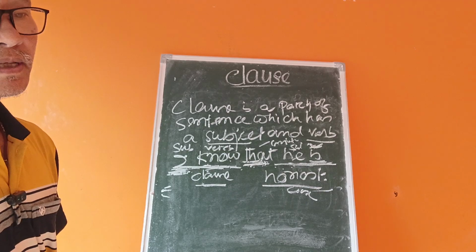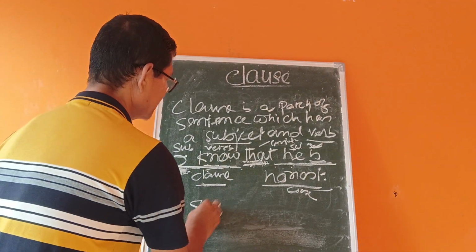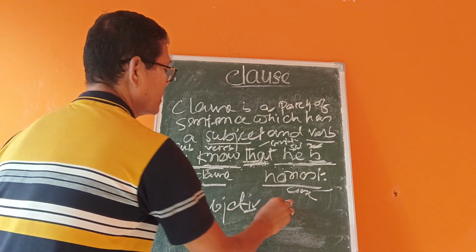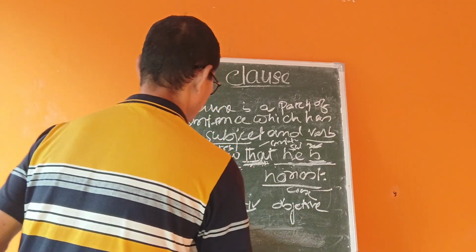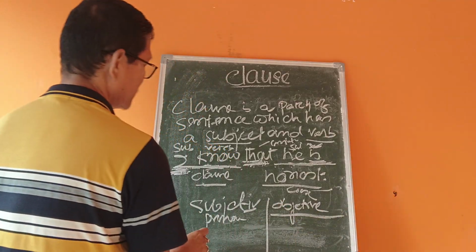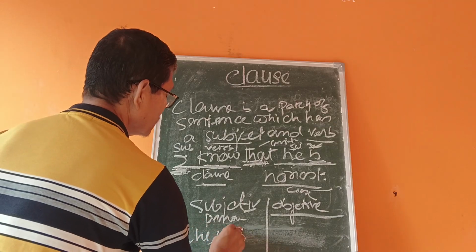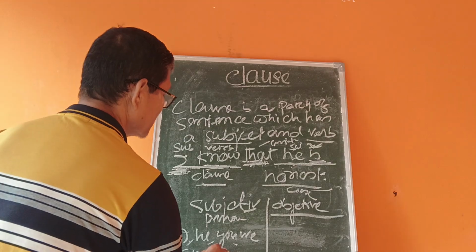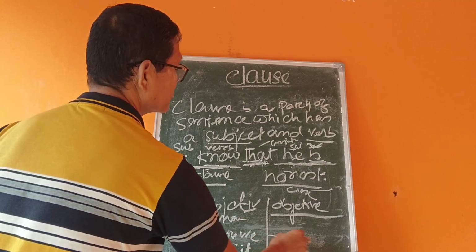There is a type of pronoun that is subjective case. There is a case of pronoun: subjective case and objective case. Subjective pronouns are I, he, you, we, she, they, and it, isn't it?